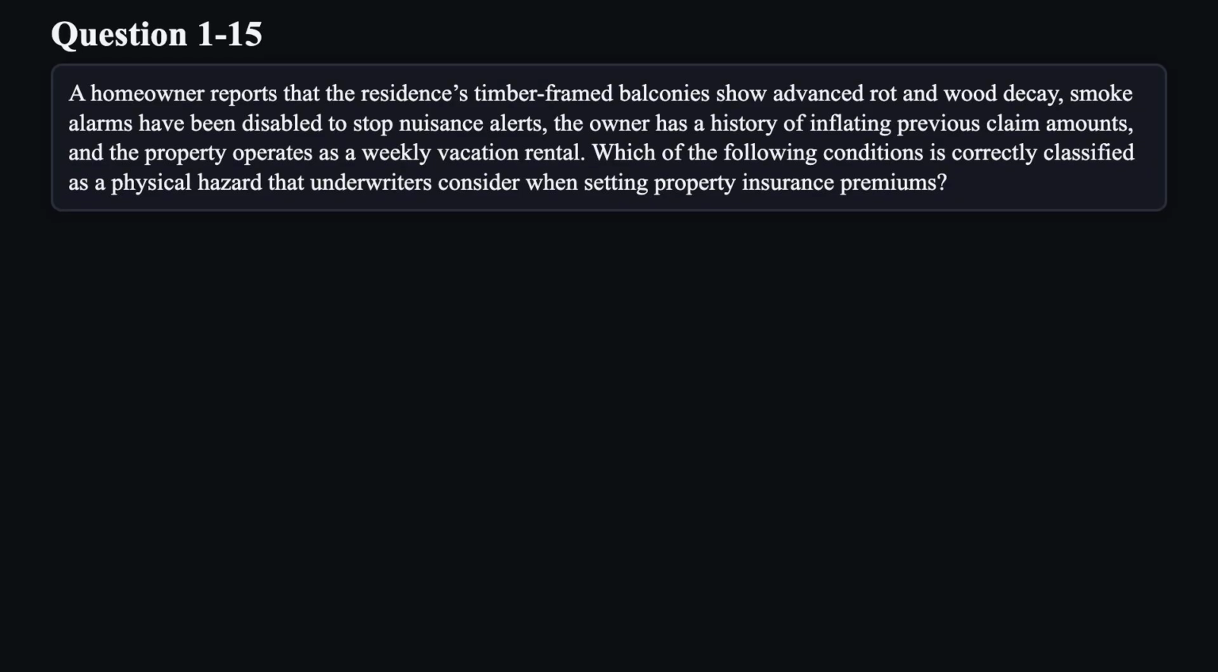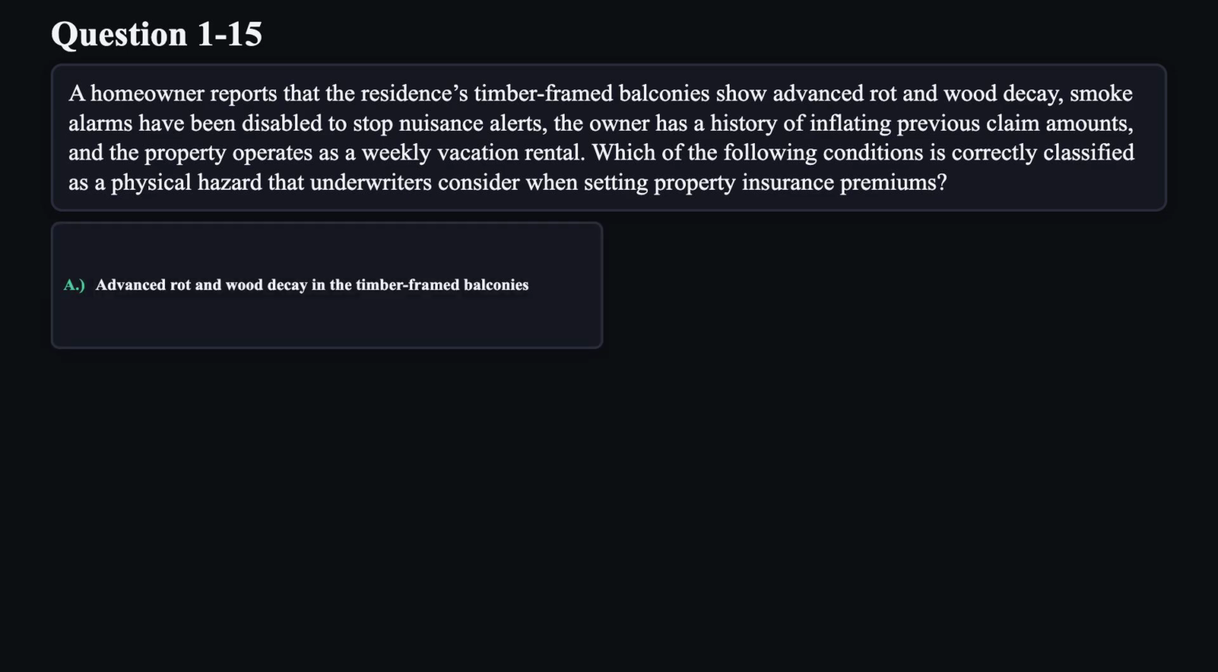Question 15. A homeowner reports that the residence's timber-framed balconies show advanced rot and wood decay. Smoke alarms have been disabled to stop nuisance alerts. The owner has a history of inflating previous claim amounts, and the property operates as a weekly vacation rental. Which of the following conditions is correctly classified as a physical hazard that underwriters consider when setting property insurance premiums?